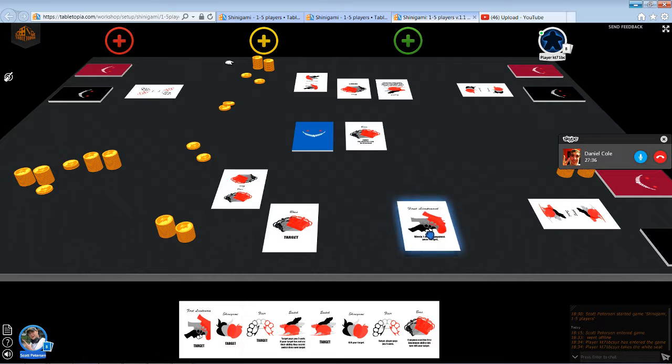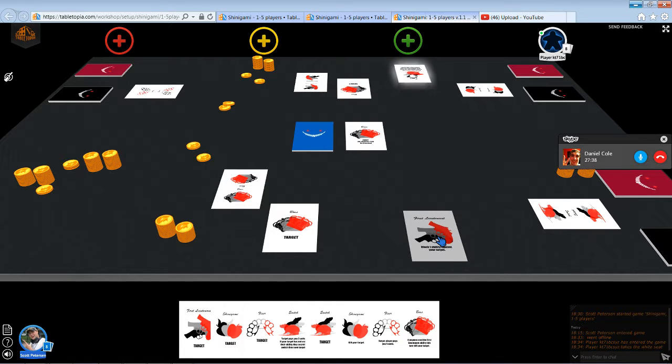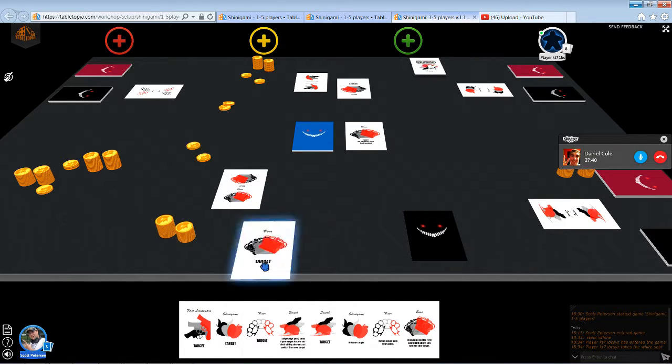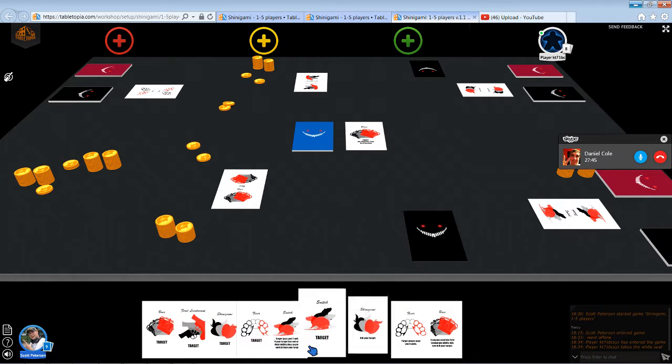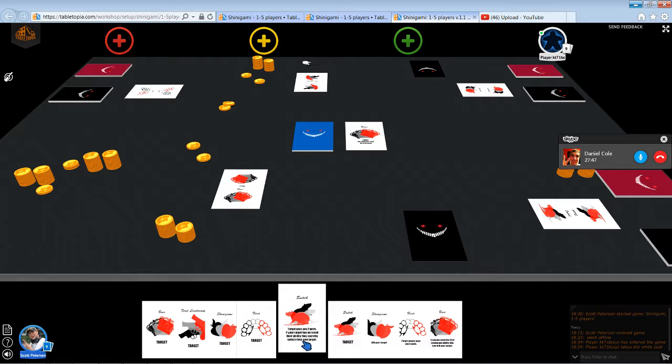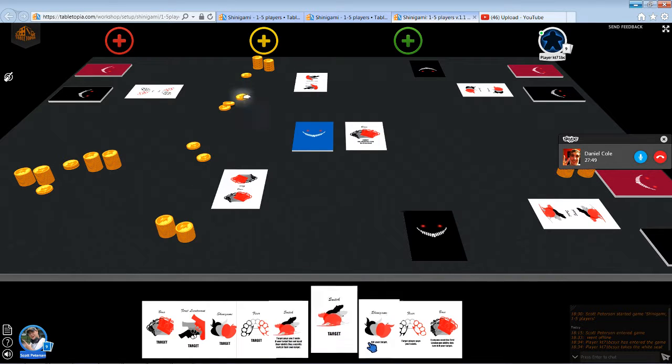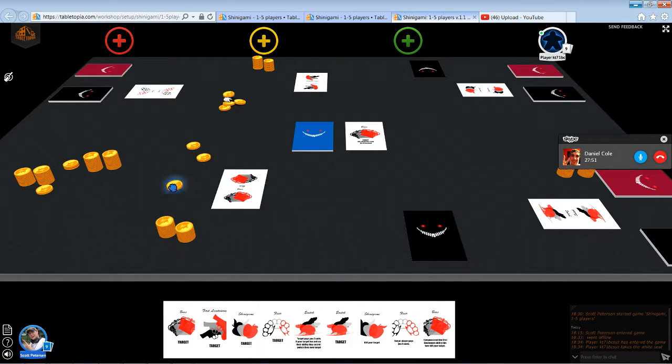Okay, I'm going to discard my ability because you can only use abilities once per round, but the target card can go back in my hand. I'm going to go ahead and pay these. Yep, so each pay.